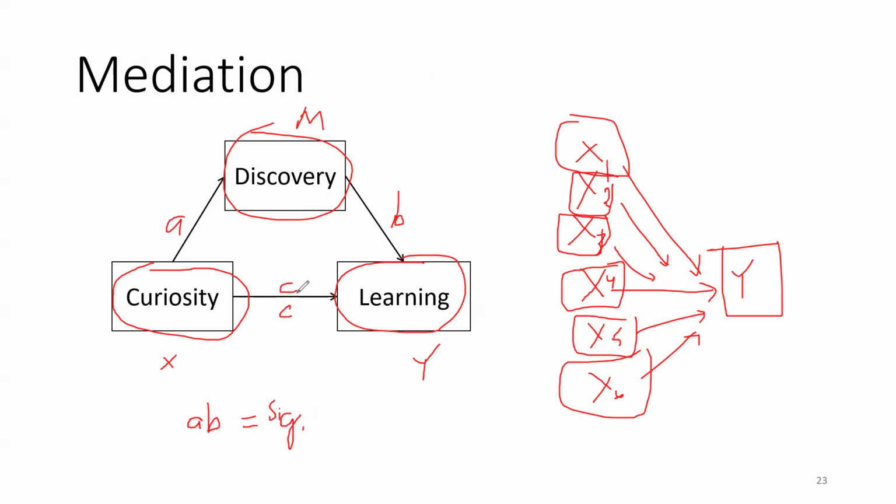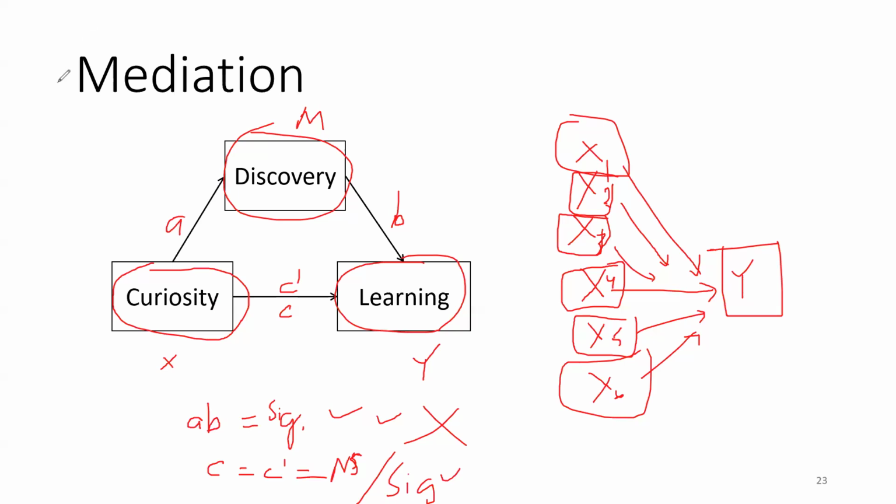Also, sometimes people say full mediation and partial mediation, but the literature doesn't give much importance to that. Full mediation means that once you run this, this line becomes significant, but the C, it becomes C prime, and this becomes non-significant. Then we call it full mediation. But if the C also becomes significant and this is also significant, then we call it partial mediation. And if this is not significant in any case, there is no mediation.